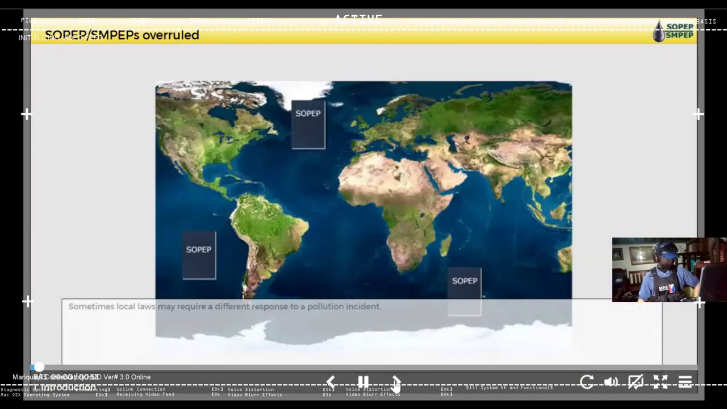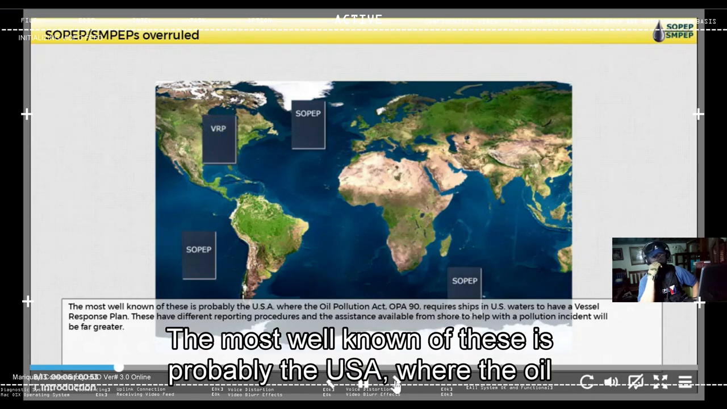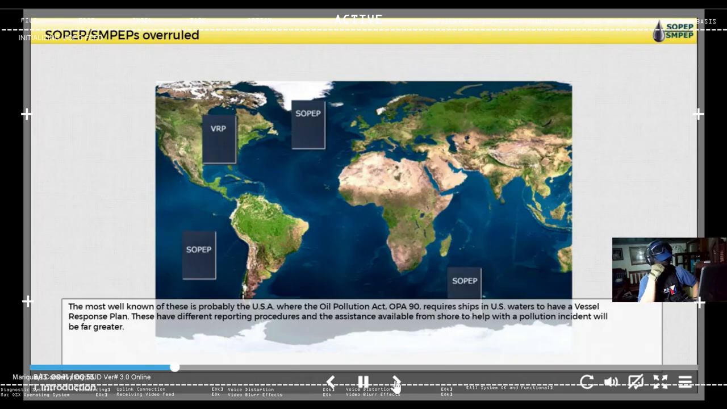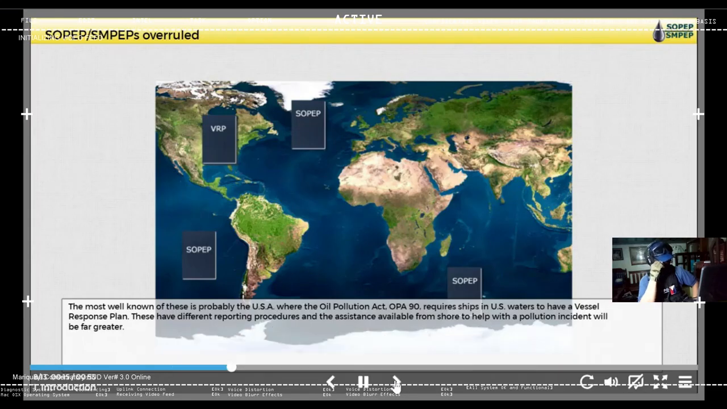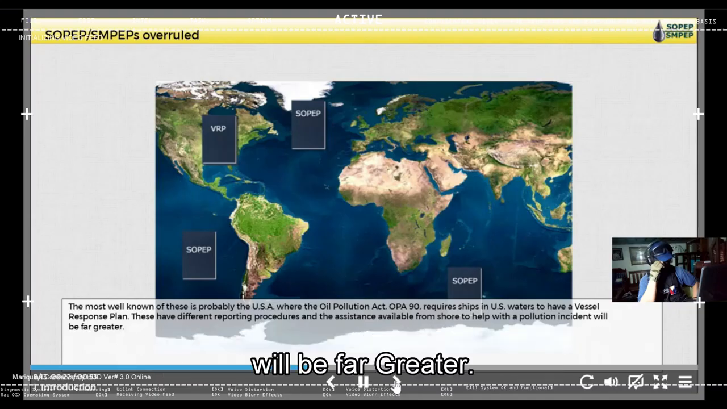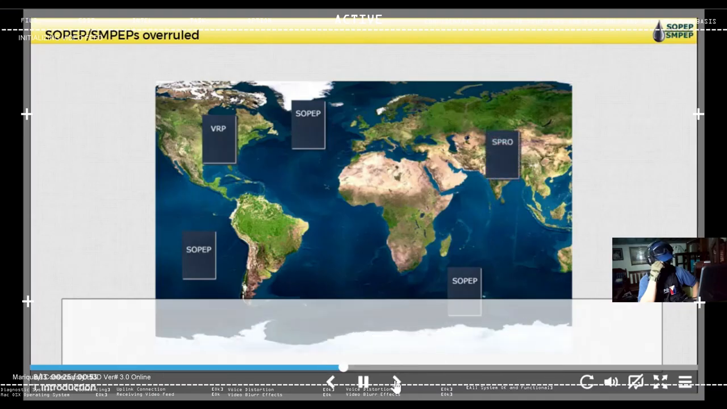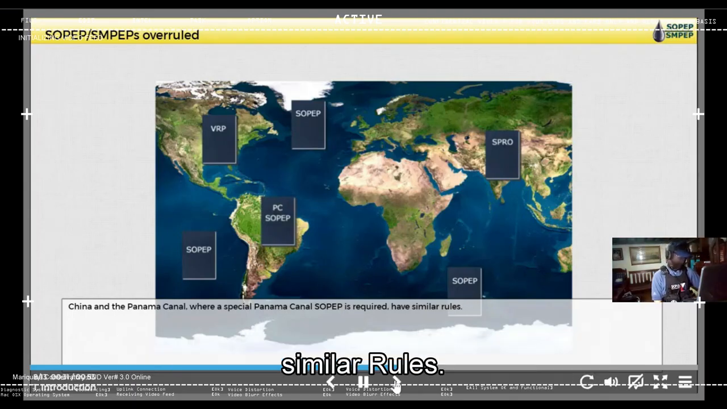Okay, next panel. Sometimes local laws may require a different response to a pollution incident. The most well-known of these is probably the USA, where the Oil Pollution Act, OPA 90, requires ships in US waters to have a vessel response plan. These have different reporting procedures, and the assistance available from shore to help with a pollution incident will be far greater. China and the Panama Canal, where a special Panama Canal SOPEP is required, have similar rules.